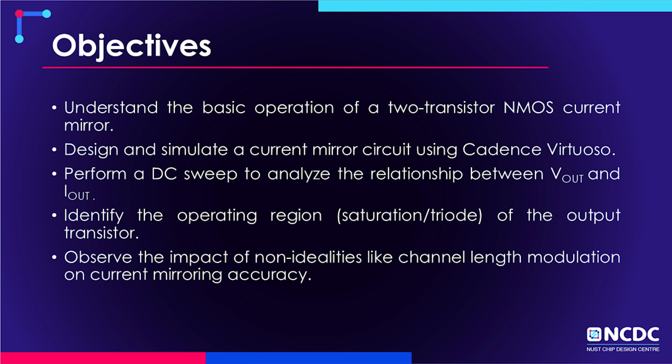Before we dive in, let's go over the key objectives of this session. First, we aim to understand the basic operation of a two-transistor NMOS current mirror, one of the most fundamental building blocks in analog circuit design. Next, we'll design and simulate this current mirror in Cadence Virtuoso. Through a DC sweep, we'll analyze how the output voltage affects the current mirroring behavior, and determine the region where the output transistor enters saturation. Finally, we'll examine how non-ideal effects like channel length modulation influence the accuracy of the current mirror.